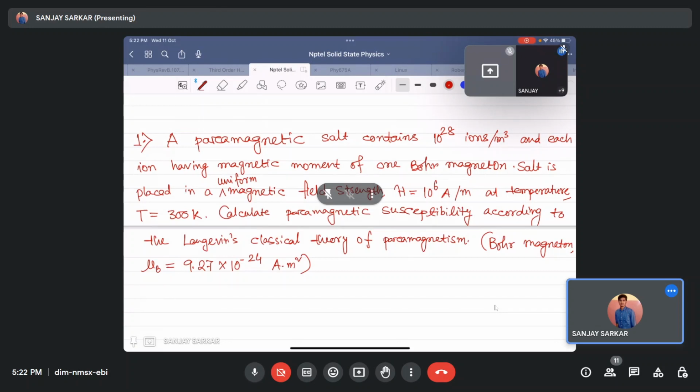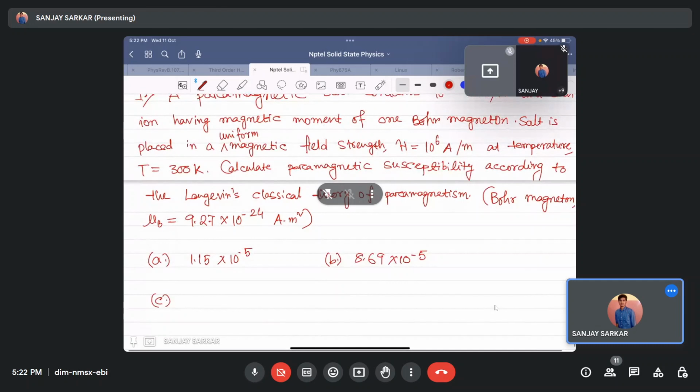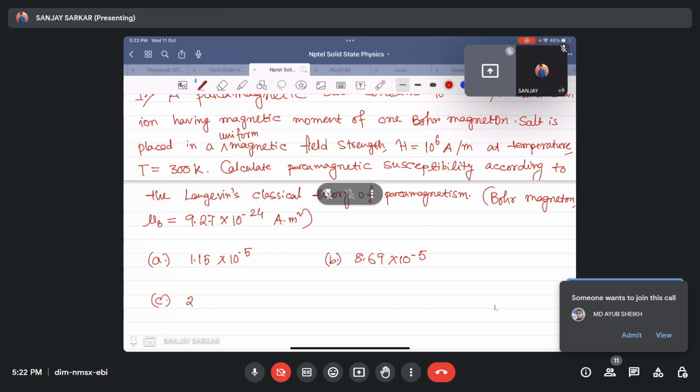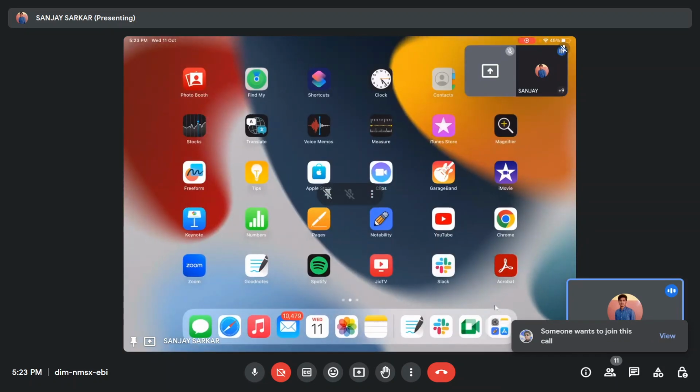So this is the question, and the four options are: A equal to 1.15. If you know the answer, you can try calculating it. Meanwhile, I'll write the options. B is 8.69 into 10 to the power minus 5. Option C is 2.27 into 10 to the power minus 6, and option D is 3.19 into 10 to the power minus 3. So these are the options.